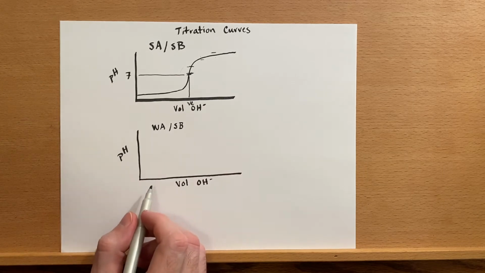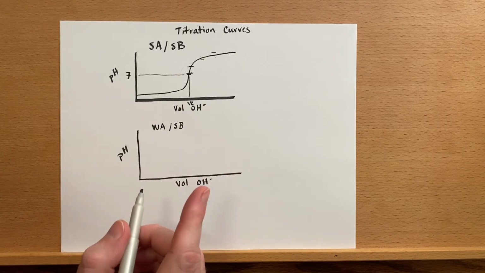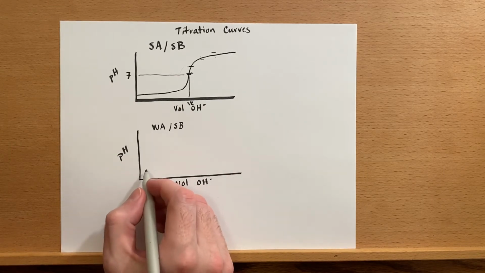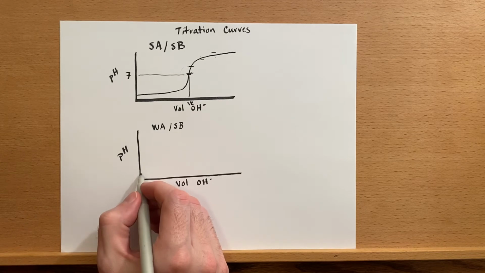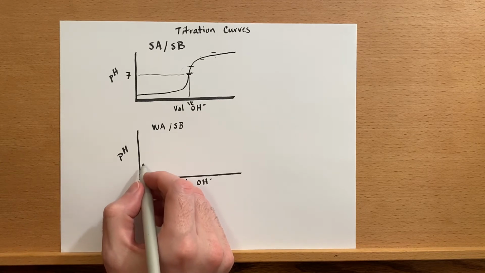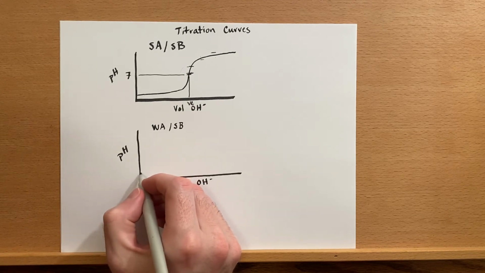Now, when we start off and we haven't added any hydroxide, so say NaOH, and let's just pick acetic acid roughly, because I know approximately how to draw that titration curve, although they're all very similar to each other.